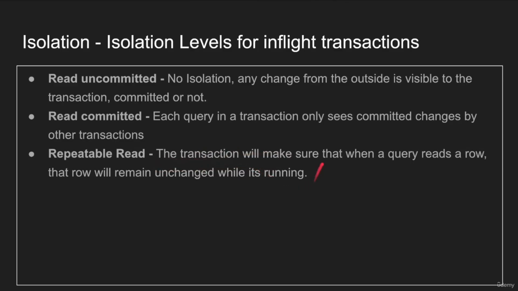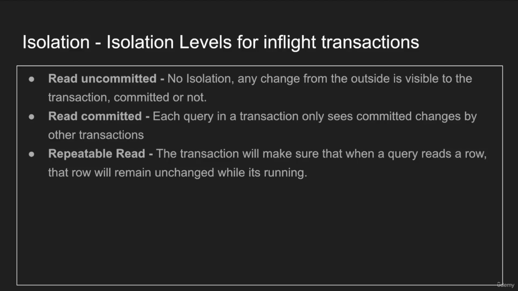So the transaction will make sure that when a query reads a row, that row will remain unchanged while the transaction is running, effectively. So that's what it means. Only when the transaction actually reads a value, reads an object, reads a row, reads a column, then we're going to make sure that as long as this transaction is running, that value will never change. But if you don't read it, we're not going to copy a version of that row. If you get my point, right?